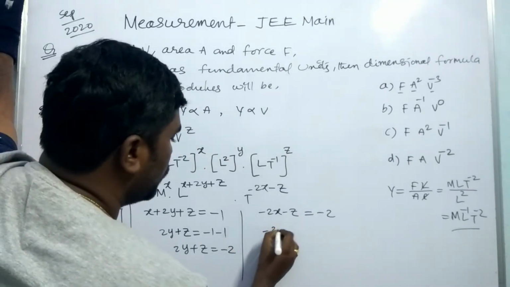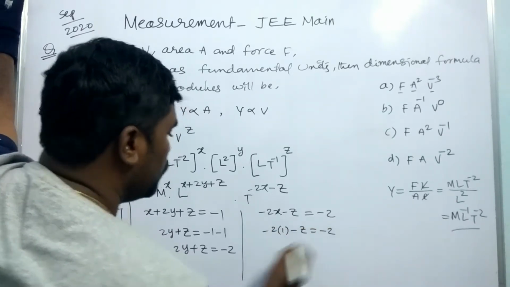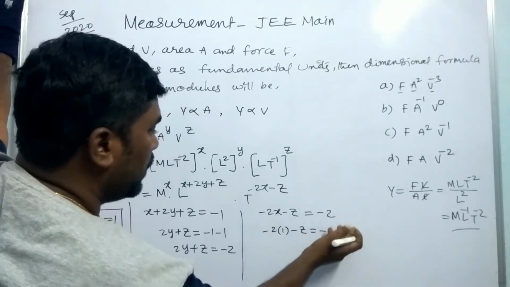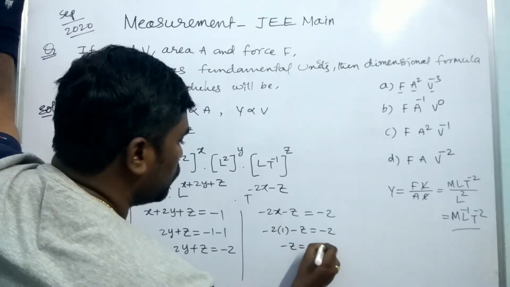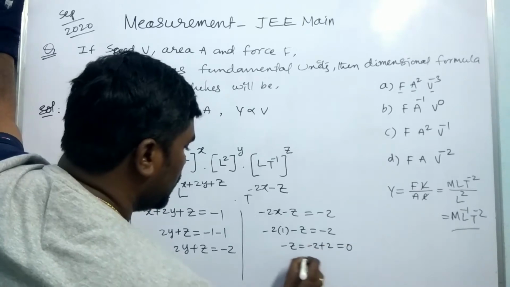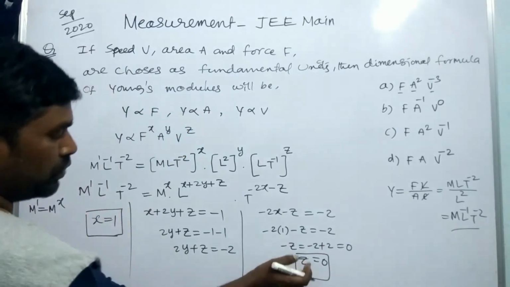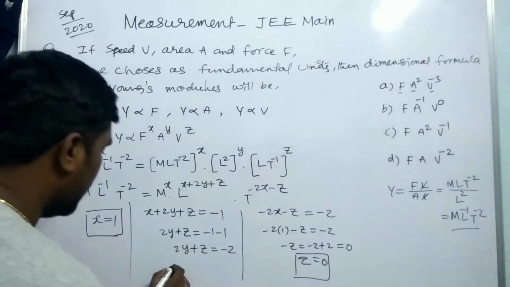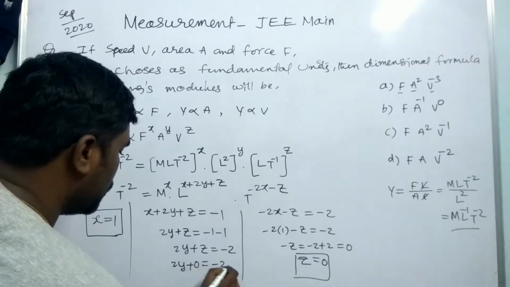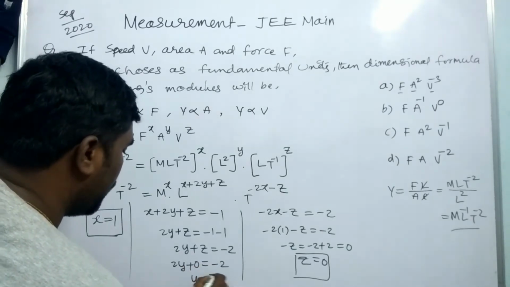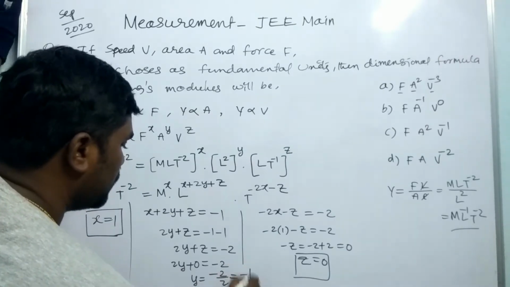So minus 2 into x, it is the 1, minus z, it is equal to minus 2, where this minus 2 goes to the right side. Then minus z is equal to minus 2 plus 2, it is equal to 0. z is equal to 0, the z value is 0. So here the z value should be substituted here: 2y plus 0 is equal to minus 2, y is equal to minus 2 by 2, it is equal to minus 1.